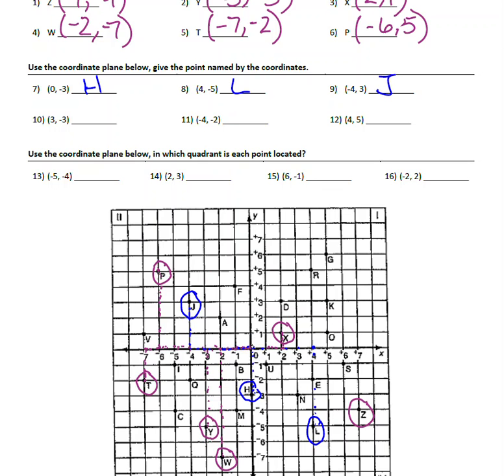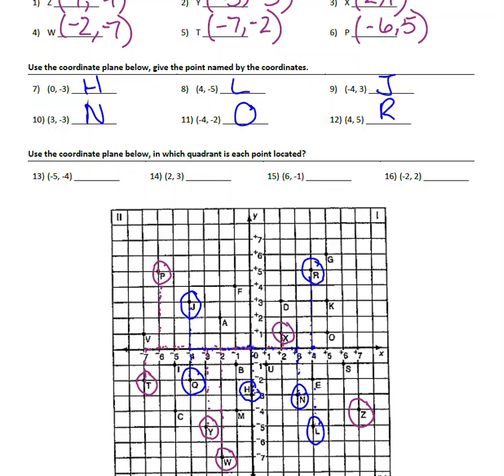Number 10 is +3, so I start in the middle, go over to +3, and then I have to go -3, which puts me at N. Remember, anytime you're going negative, you're going down, positive goes up for your y coordinate. For 11, I'm going -4, so I go left 4, then -2, which is down 2, which puts me at O. And then number 12, start in the middle again, I go over to 4, and then I go up to +5, which puts me at R.